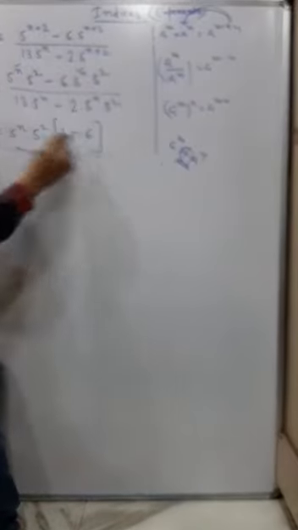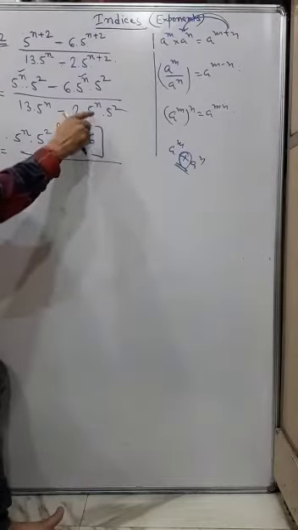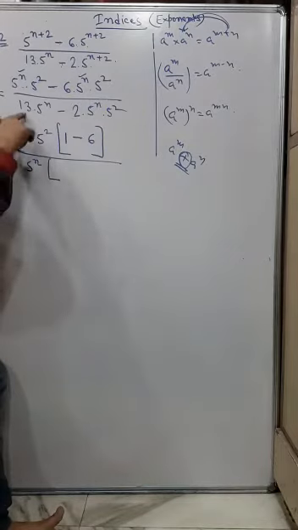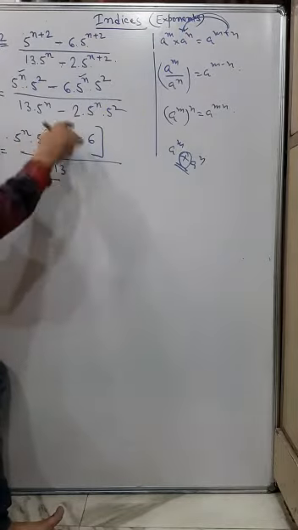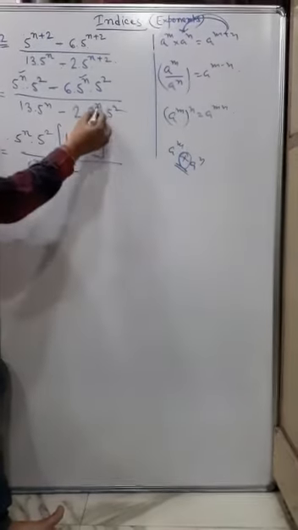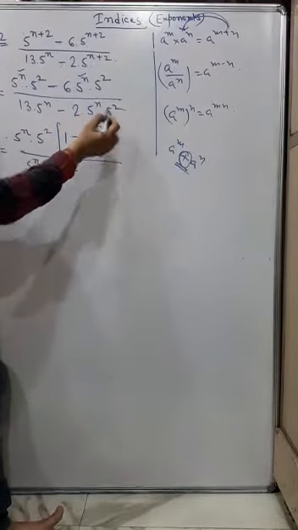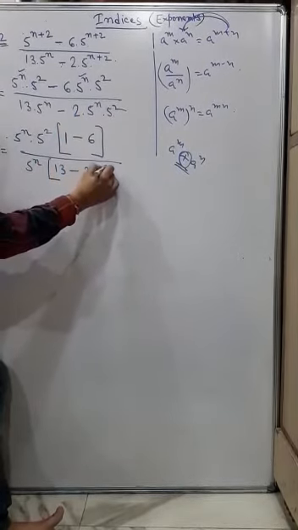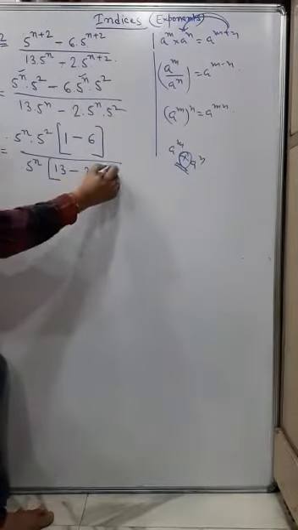Same thing in the denominator. Maximum what I can take common, you can see I can take 5 to the power n common. What is left here? 13. Then minus, and then you are left with 2 into 5 square.